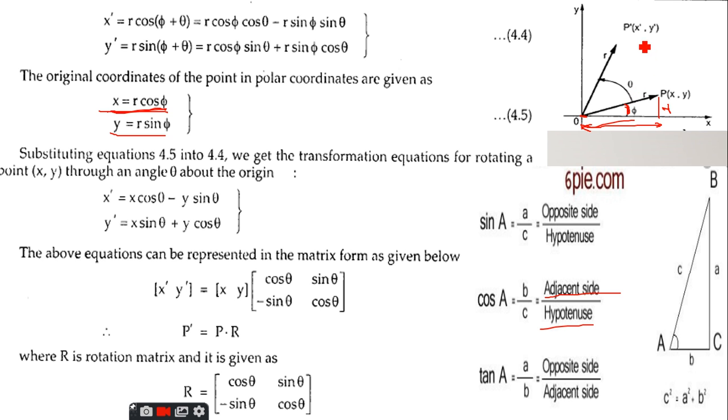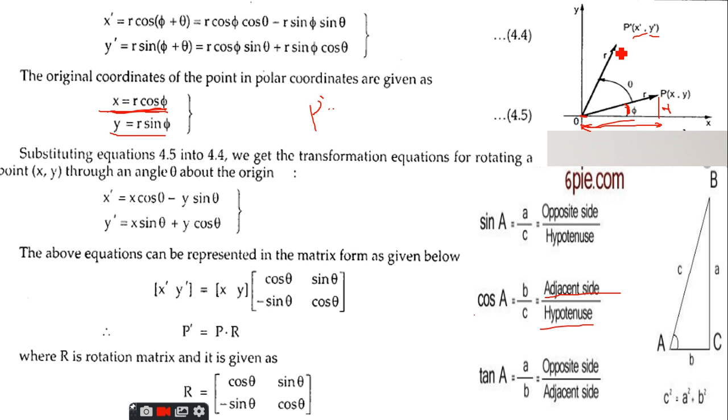Now we have to find x dash and y dash. The angle of P dash is equal to phi plus theta. Secondly, we have to find x dash and y dash, and these two are very, very important, because when we find x dash and y dash, in this cos phi is equal to x divided by r.